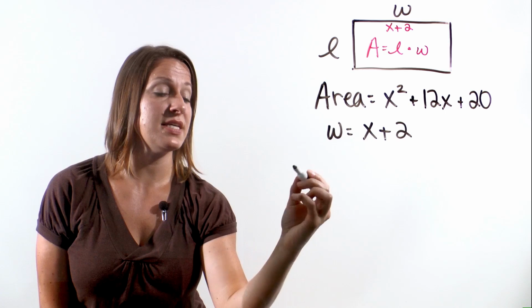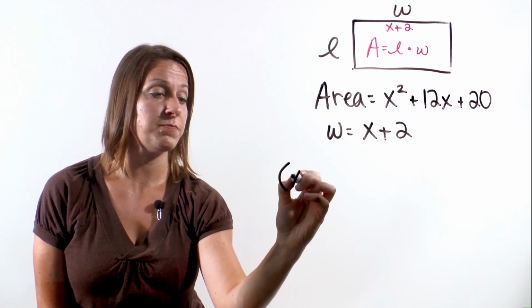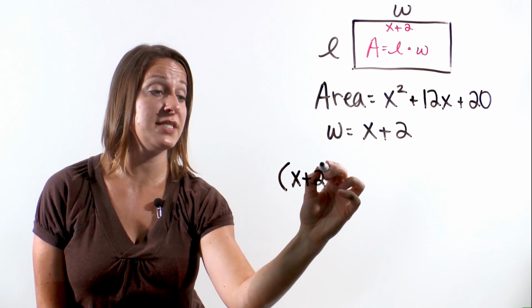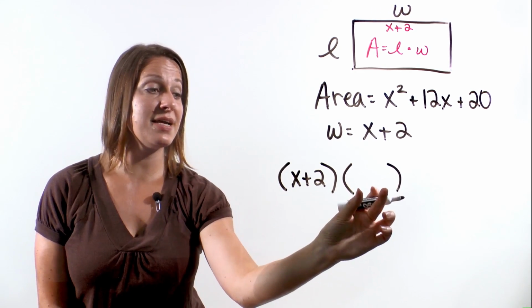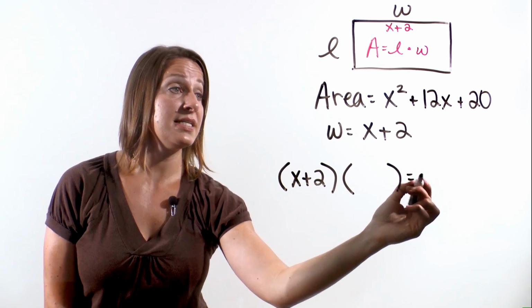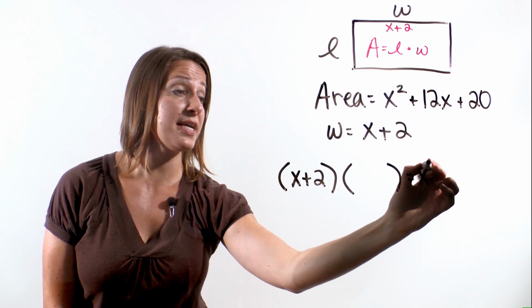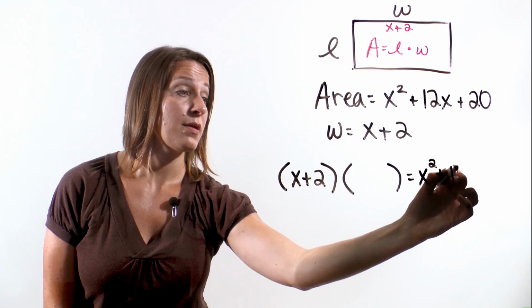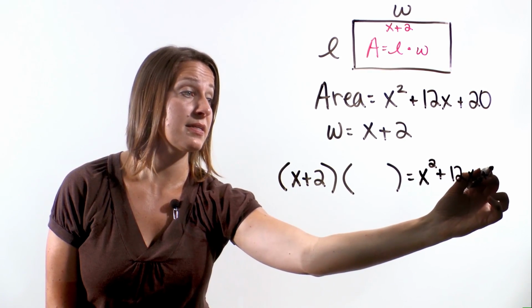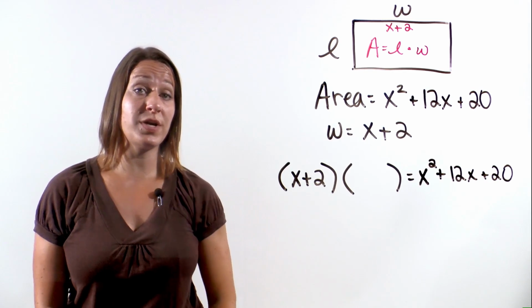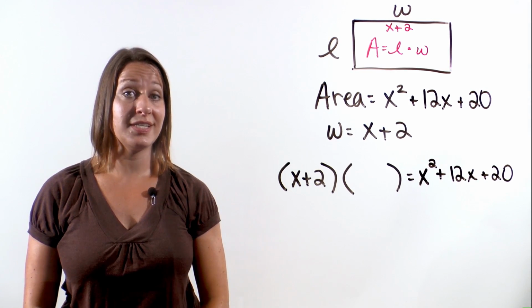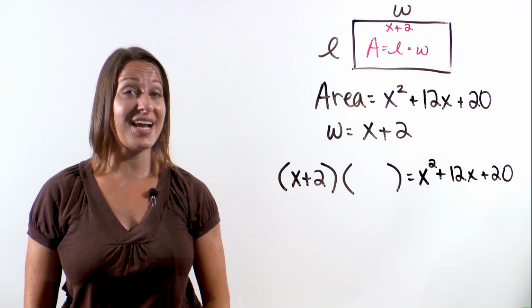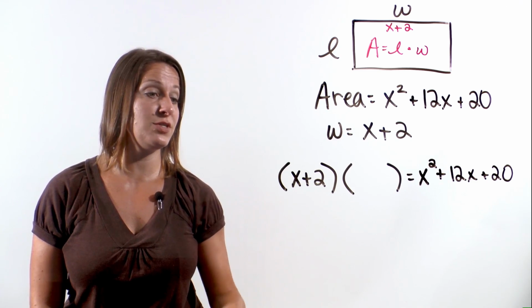If our width is x plus 2, we're going to put a set of parentheses around that to represent multiplication, times our length is going to equal the trinomial x squared plus 12x plus 20. Now we're going to use some of our factoring skills to figure out what our length has to be for this to be true.